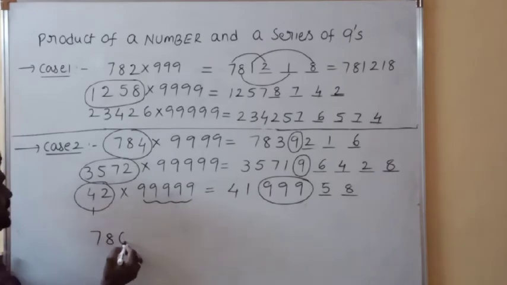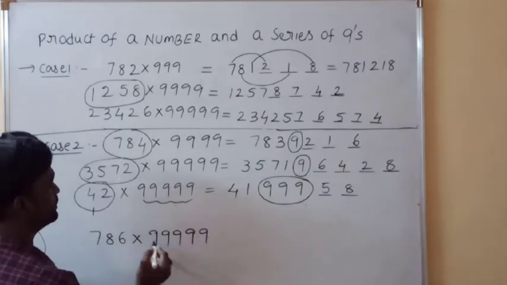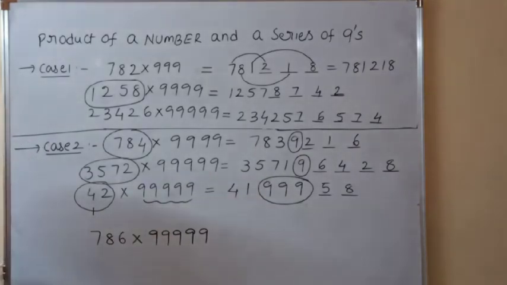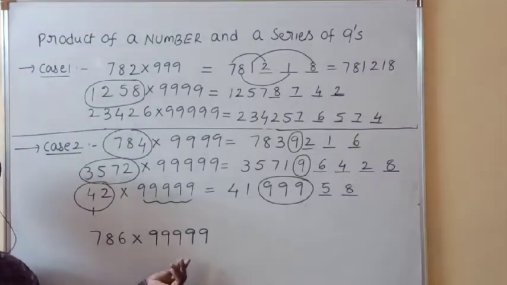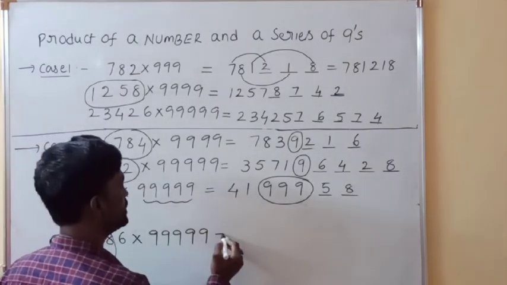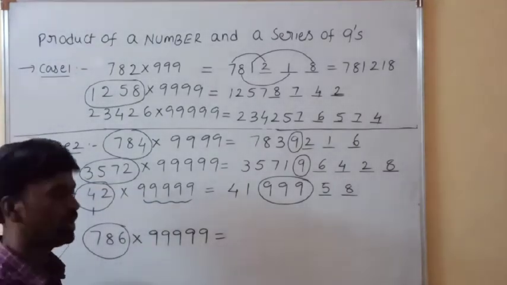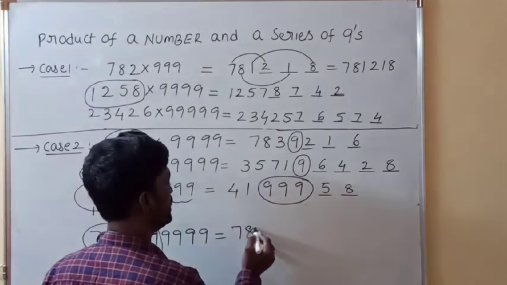Okay. So look at one more example. Suppose say 786 into 99999. So it is a 3 digit number. Here how many 9s are there? 5 nines. 3 plus 5? 8. So you need to get how many digit number? 8 digit number. Okay. So given number is what? 786. If you subtract 1, what do you get? 785.